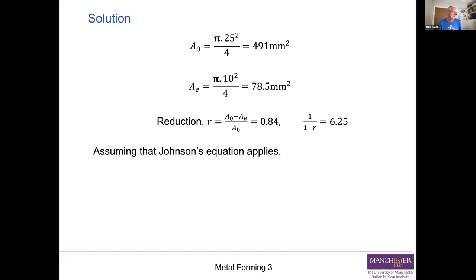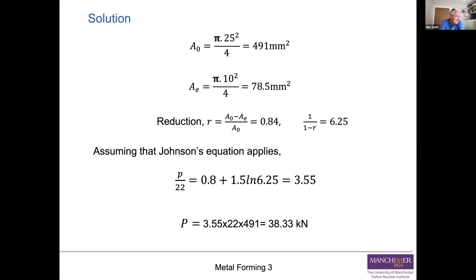Okay, now let's assume that Johnson's equation applies. So here is Johnson's equation. What we've got there is the punch pressure P divided by the flow stress, which we know is 22. And then there's the constant in Johnson's equation, 0.8, the coefficient, 1.5, and Johnson's equation is based on the natural log of 1 over 1 minus r, which is why we worked it out. And that gives us the answer 3.55.